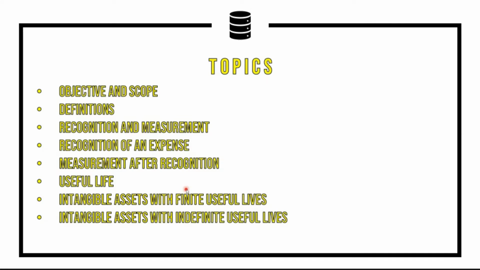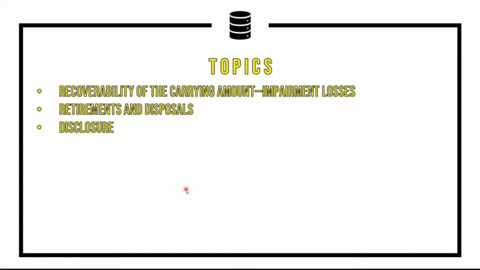We have the concepts of useful life. We have also a separate discussion of intangible assets with finite useful lives and intangible assets with indefinite useful lives. In addition, we will also be discussing the recoverability of the carrying amount in relation to our impairment losses. We also have retirements and disposals as well as disclosure. So these are the subtopics or the topics that we will be having for this particular topic.